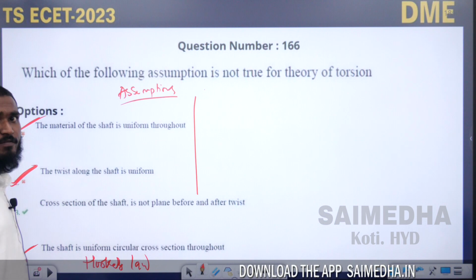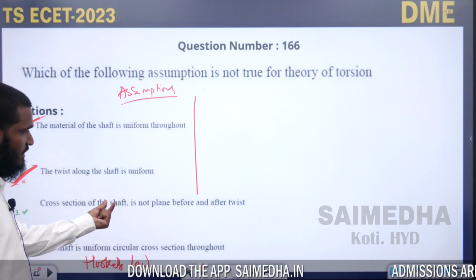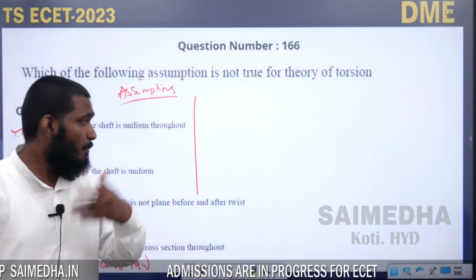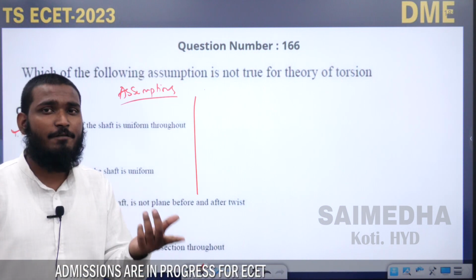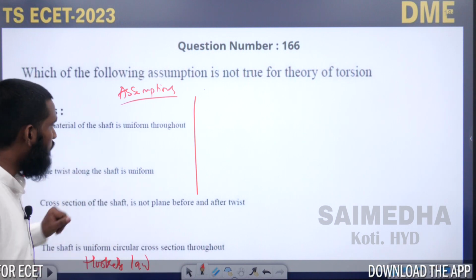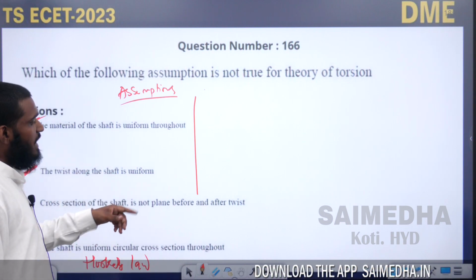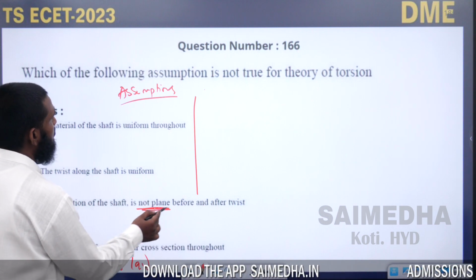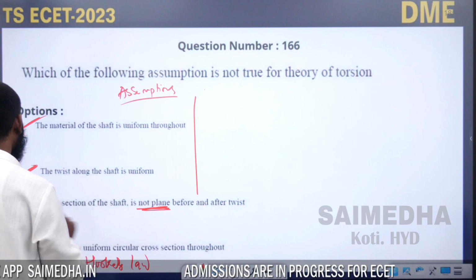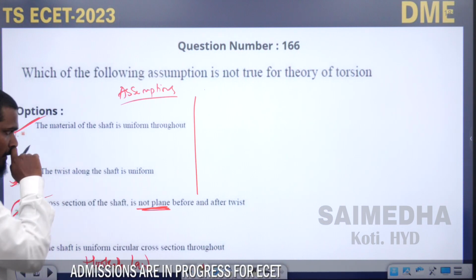One more assumption is that the cross section of the shaft is plane before and after twist. Before and after twist it should be the same. We should not have any changes. But over here, what is given? Cross section of the shaft is not plane. So which of the following assumptions is not true? Option 3 is correct. Okay, so the next question.